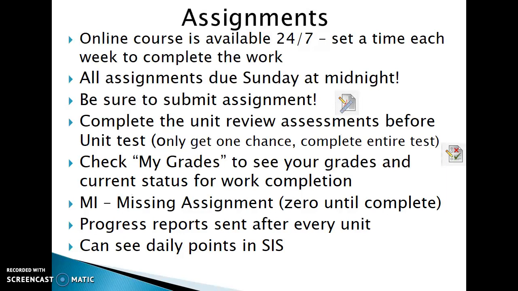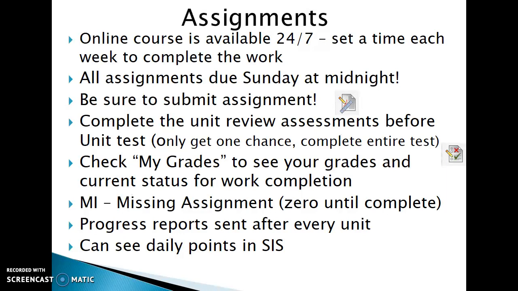As they will only get one chance to complete each unit test, they must make sure that they set aside a time that they can complete it and be uninterrupted, because again, they will only get one opportunity to complete the entire unit test. They can check the My Grades tab in Blackboard to see where they're at, what work they've completed, and what work they need to continue to complete, and get feedback on the work that they have completed and the grades received.